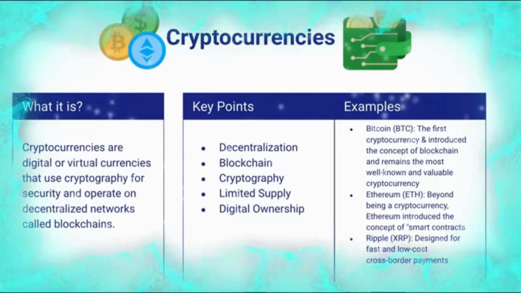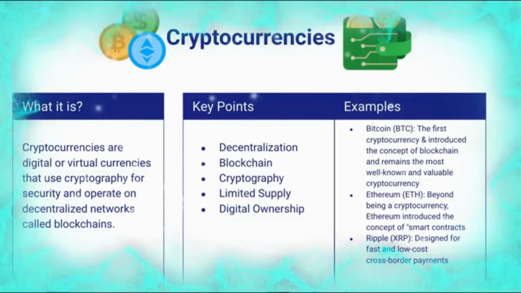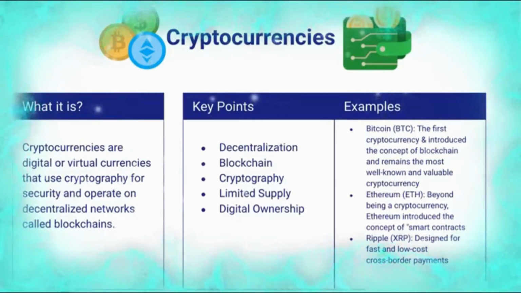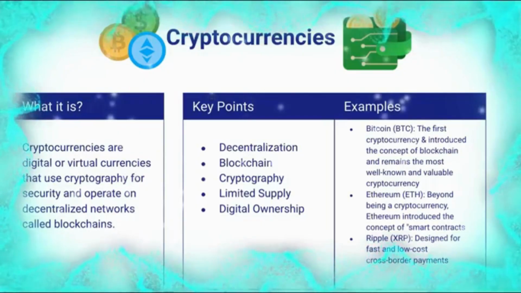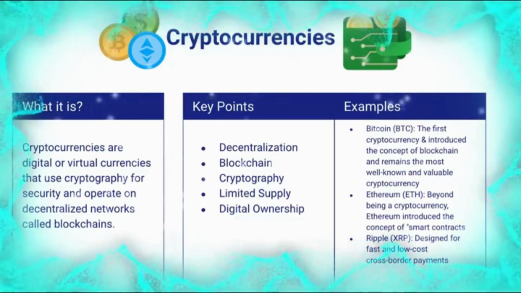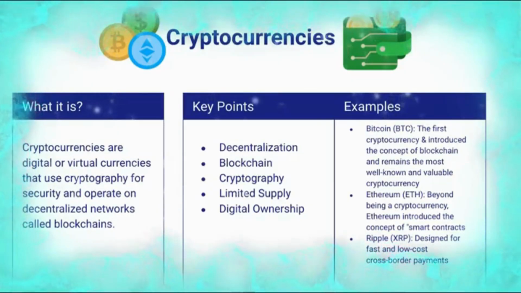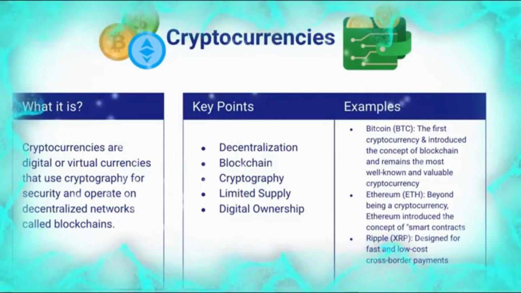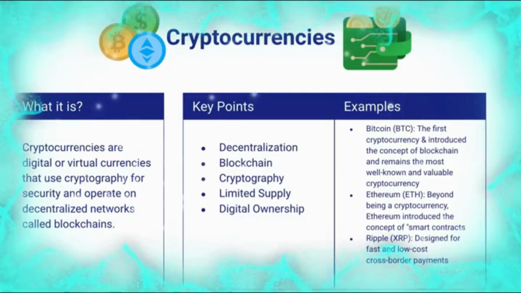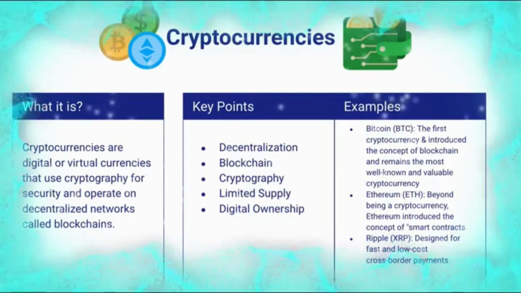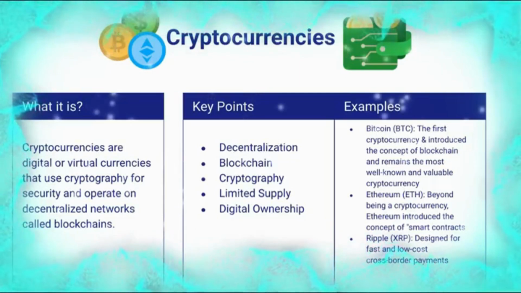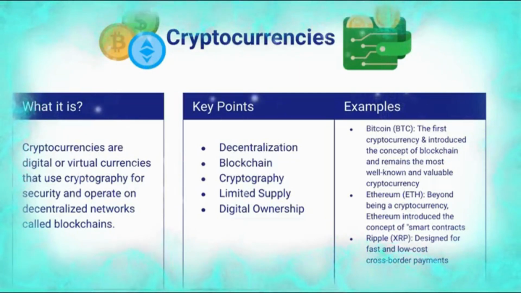Blockchain. Transactions are recorded on a blockchain, which is a distributed and immutable ledger. Cryptography. Cryptocurrencies use cryptographic techniques to secure transactions and control the creation of new units. Limited supply. Many cryptocurrencies have a predetermined supply limit, like Bitcoin's cap of 21 million coins. Digital ownership. Owning a cryptocurrency means having a cryptographic private key that grants access to the associated digital wallet.